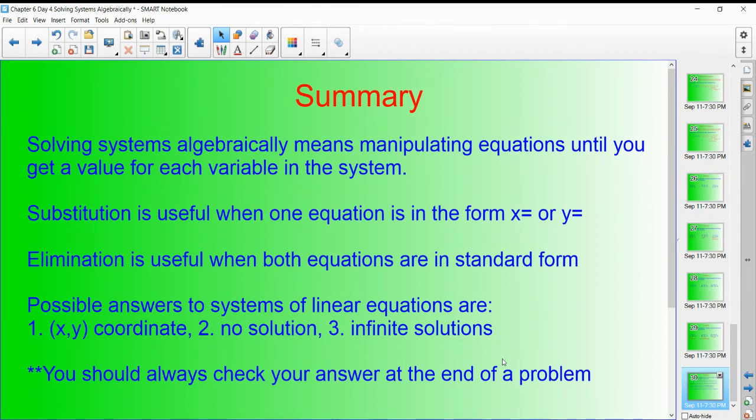So solving algebraically means manipulating the equations. Sometimes we use substitution, sometimes we use elimination. And just like graphing, we could have an answer be an xy coordinate. Maybe there's no solution, or there's infinite solutions. And any of them are as likely as the other, especially if I make up random equations. So don't say, well, Mr. Millitz is always going to make an xy coordinate. Sometimes it will. And that's why I recommend checking your answer at the end of the problem so that you know that you are correct. And this is solving systems algebraically.